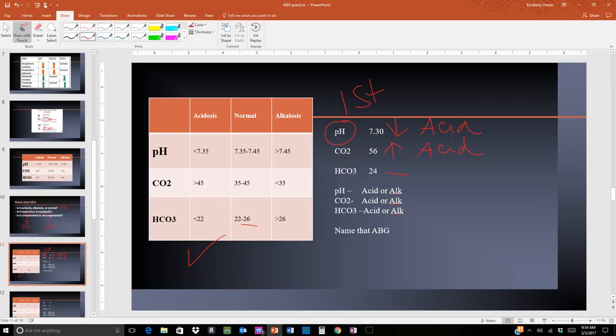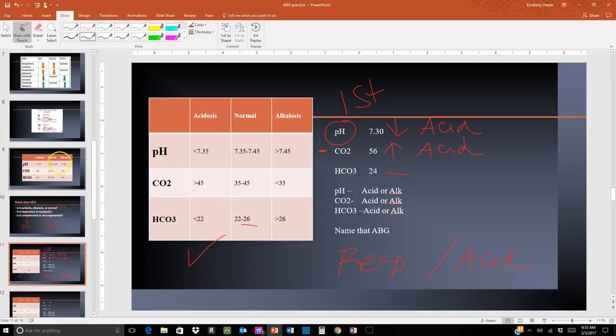So it's a two-part question. The pH is the first part. Is the pH acidotic or alkalotic? And we can see here that it's acid. And what's causing this pH to be acidotic? Well, it's not the bicarb because the bicarb is normal. And we can see that the CO2, which represents the respiratory system, is acidotic. So here we have respiratory acidosis.